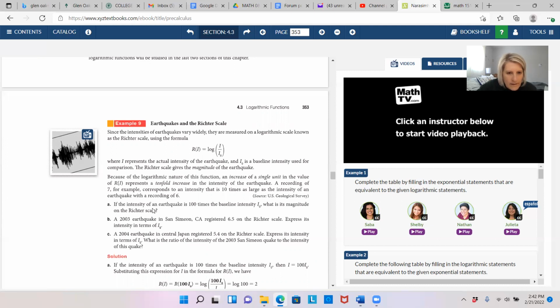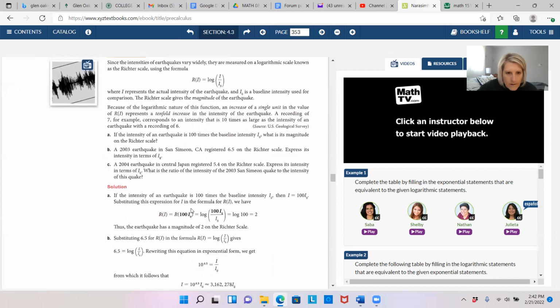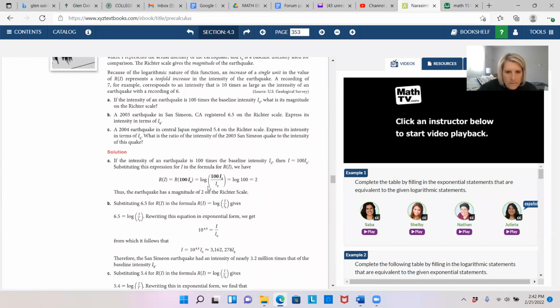A says, if the intensity of an earthquake is 100 times the baseline I0, what is the magnitude on the Richter scale? Okay, so that means if it's 100 times I0, then it must be the log of 100 because the I0s cancel. And that would be 10 to the what gives me 100, which is 2. So that would be a magnitude of 2 on the Richter scale.